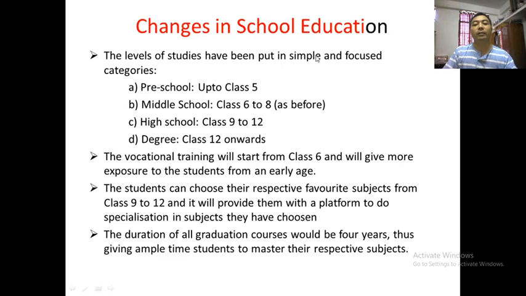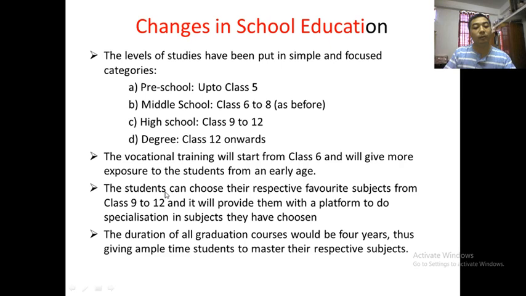The levels of students have been put into new focus categories: preschool up to class 5, middle school from class 6 to class 8 as before, high school class 9 to class 12, and degree from class 12 onward, where degree courses will be provided. The most important change we see here is that vocational training will start from class 6 onward and will give more exposure to the student from an early age.